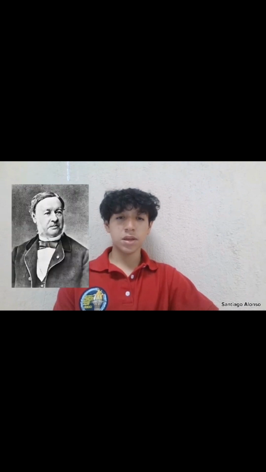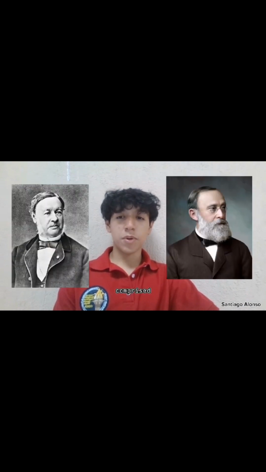The collaborative proposal of the cell theory by Schwann, Schleiden, and Virchow comprised four key tenets. The first one was that all living things are made of cells.